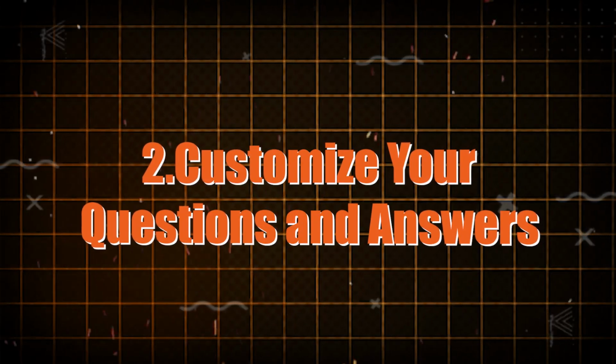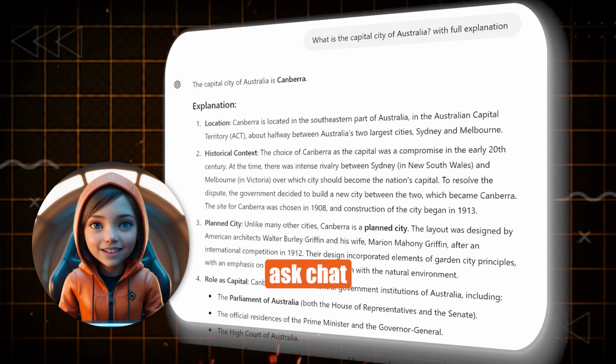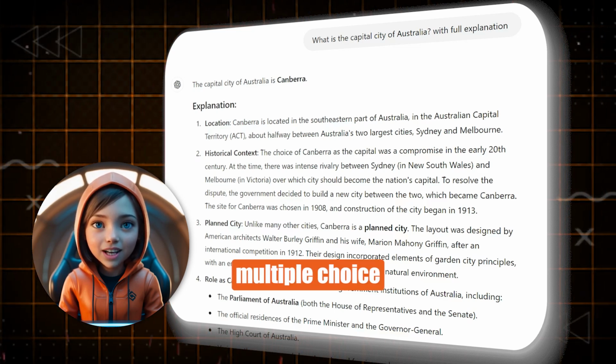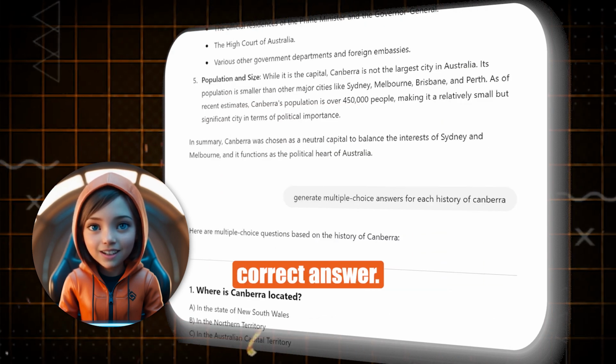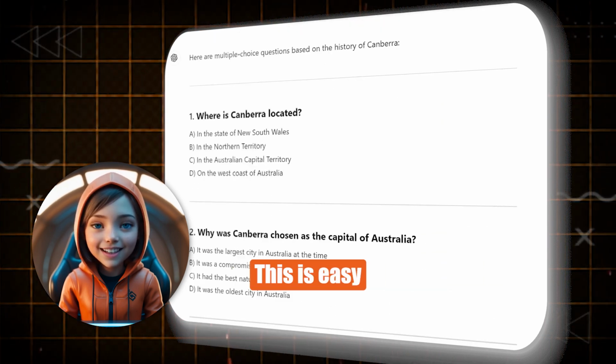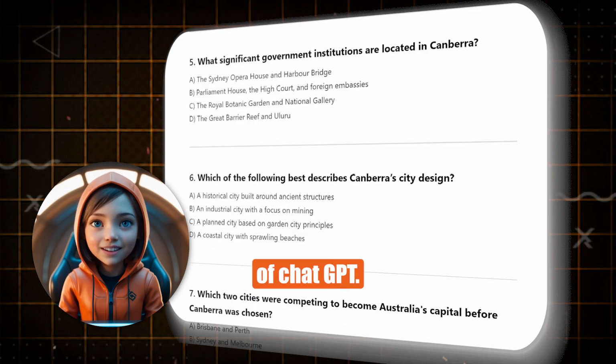Step 2. Customize your questions and answers. Once you have your questions, ask ChatGPT to generate multiple-choice answers for each. You'll get 3 options per question, with 1 correct answer. This is easy with the free version of ChatGPT.